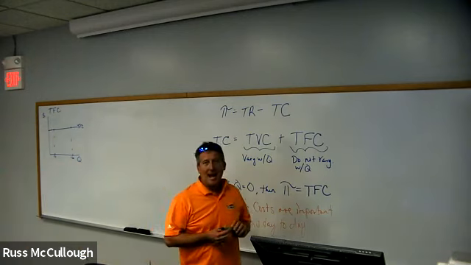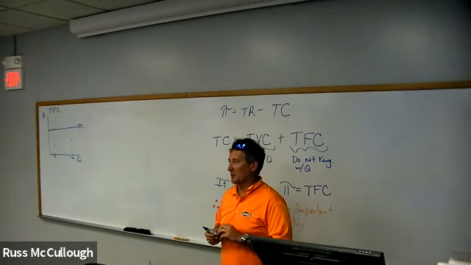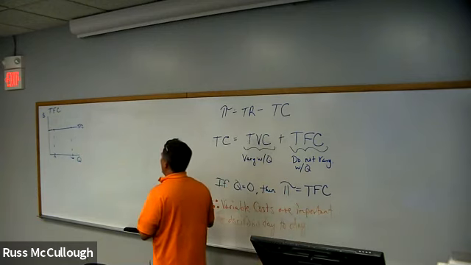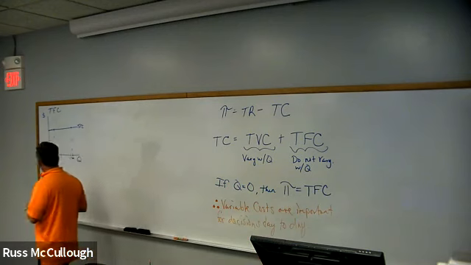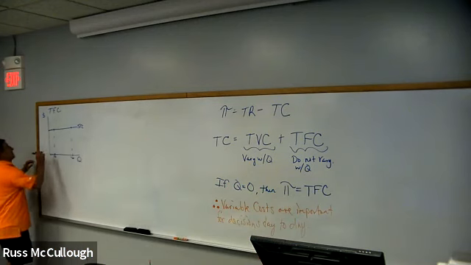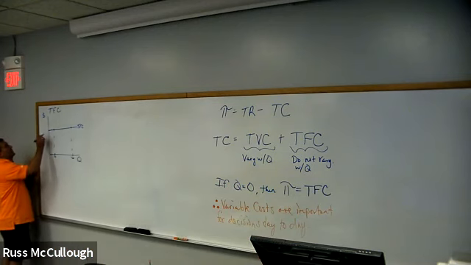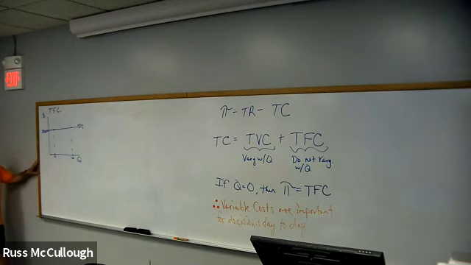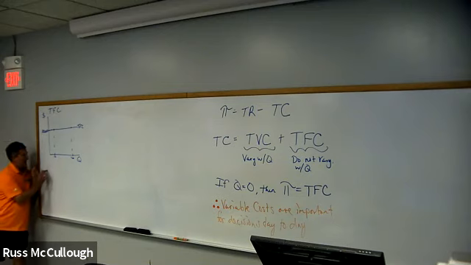What would the average fixed cost curve look like? Average fixed cost. Let's say that the total fixed cost is $100,000. How would we find the average fixed cost?